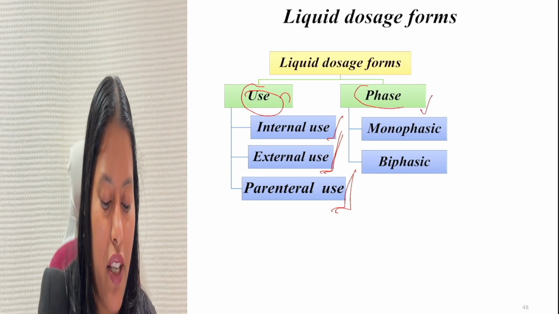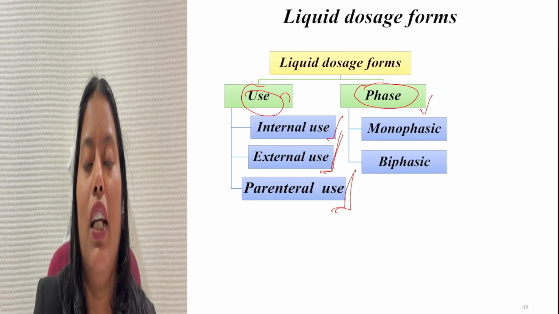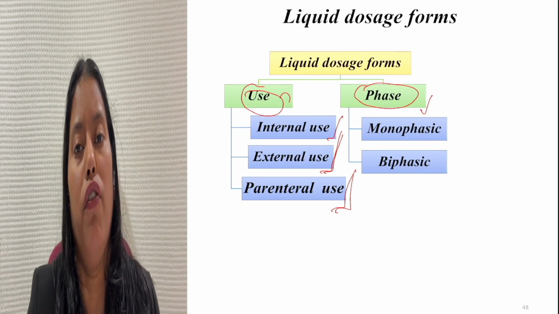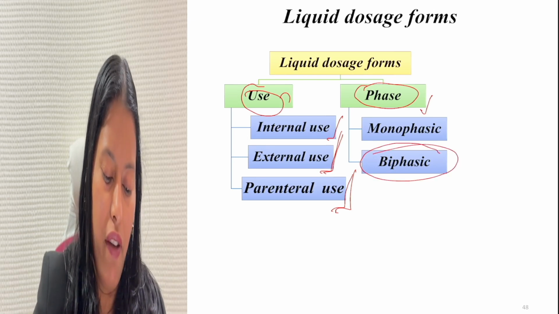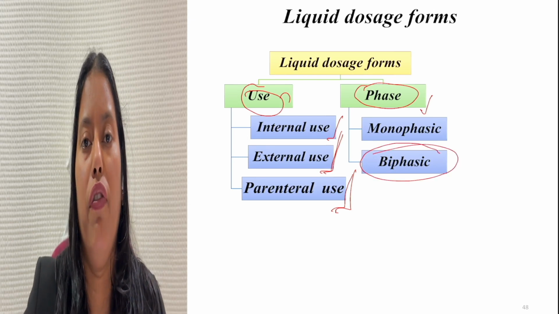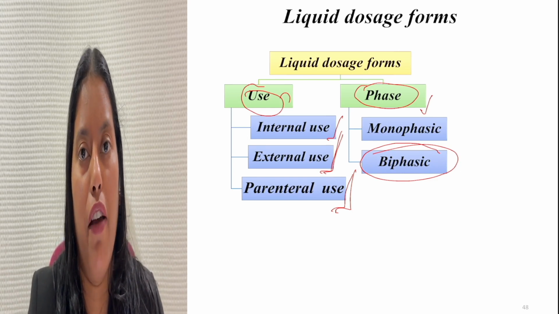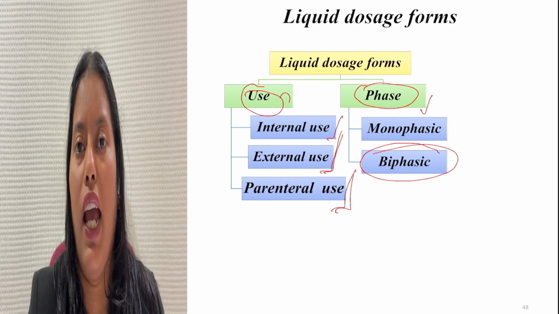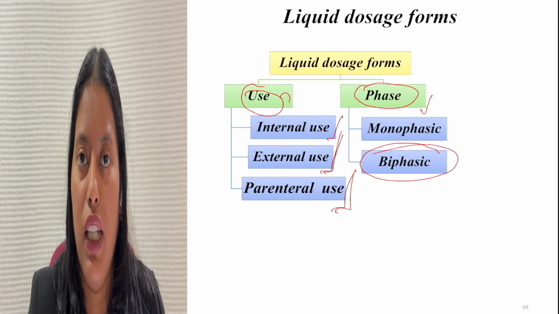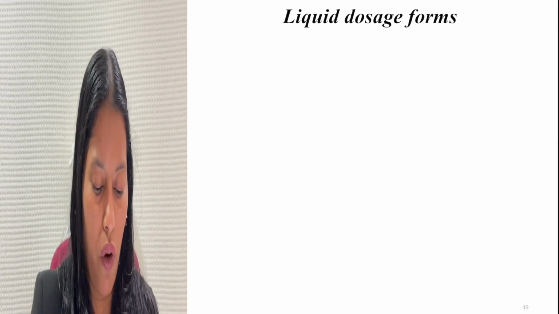Now, based upon phase, whether it is monophasic or biphasic. Monophasic means only one phase is exhibited. It is a solution formulation. The uniform mixing is there. The system appears homogeneous. In case of biphasic dosage form, you have two phases which are mixed together. So suspension and emulsion are examples of biphasic dosage form. In case of emulsion, the drug is mixed into oil and water by using an emulsifier and they are making one phase. So suspensions and emulsions are examples of biphasic liquid dosage form.